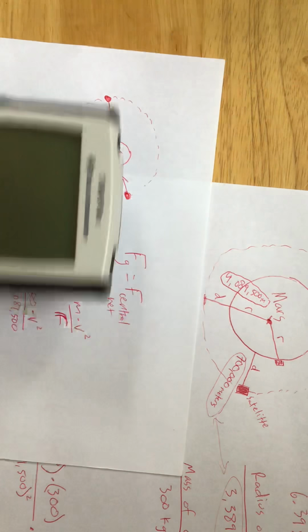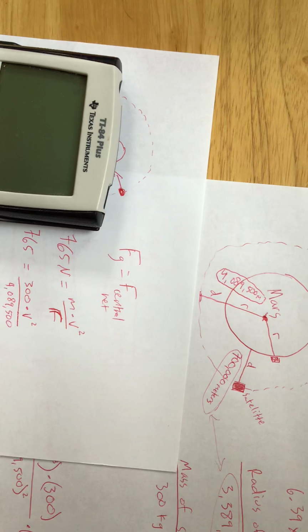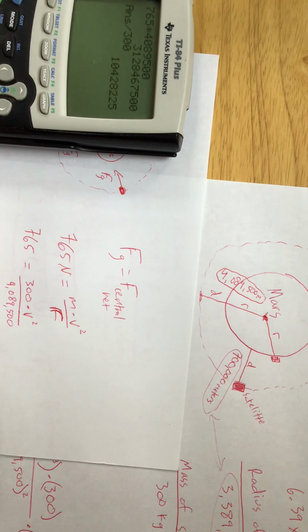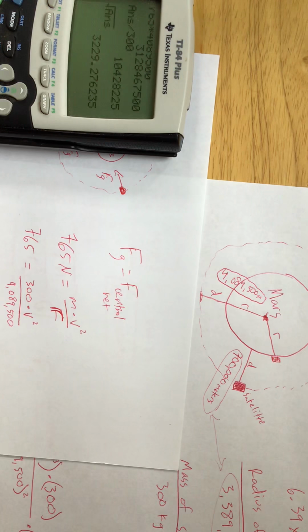So I'm going to do just that. You can see 765 times 4,089,500 divided by 300. v squared is equal to 10,428,225. Whoa, that's a big number. I'm not done yet. I have to take the square root of that. So the velocity in this case will be 3,229.2. 3,229 meters per second.